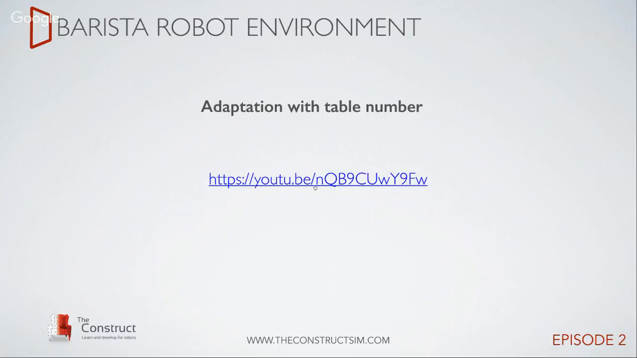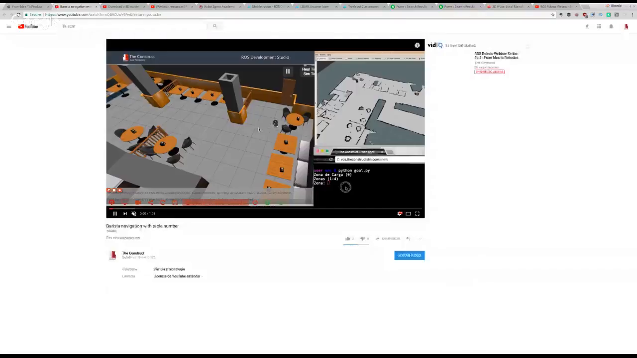And then let me show you this video that is an adaptation with the table number. So once we have the simulation running, the robot in the simulation, the navigation running, once we have all that, then we need to create this small adapter.